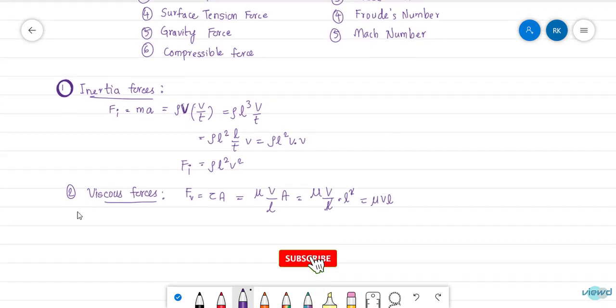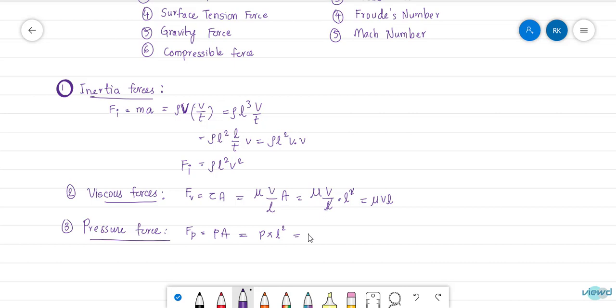Next, it is pressure force. Pressure force means force due to pressure. So pressure force is equal to pressure into area. Area can be written as L square. So that is P L square. Next, surface tension force. Force due to surface tension is surface tension force. We know that sigma is equal to force by length. So force due to surface tension is equal to sigma into L.